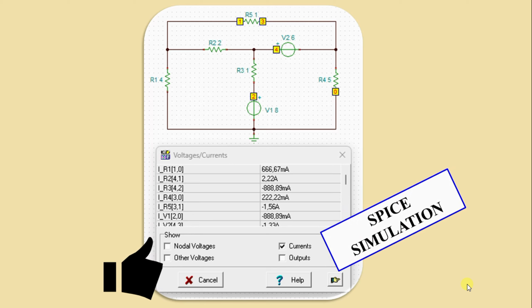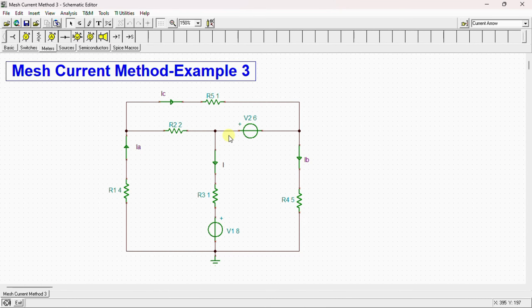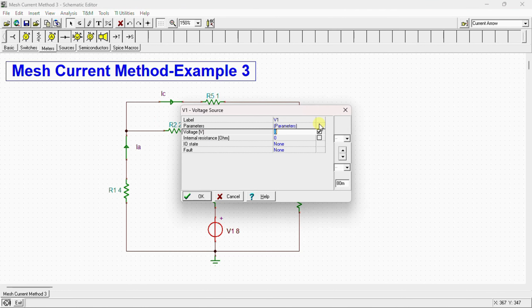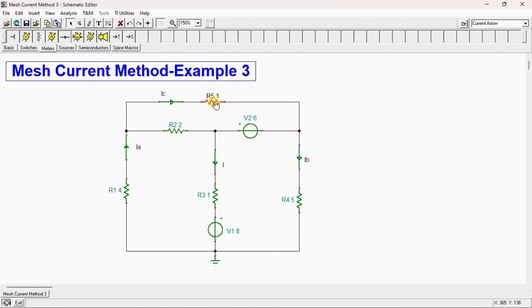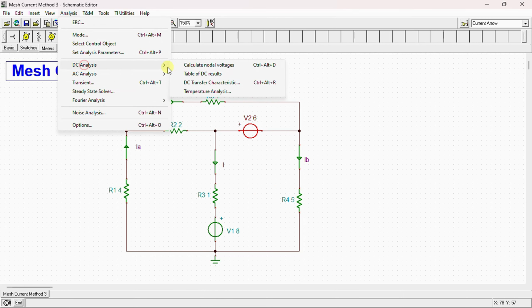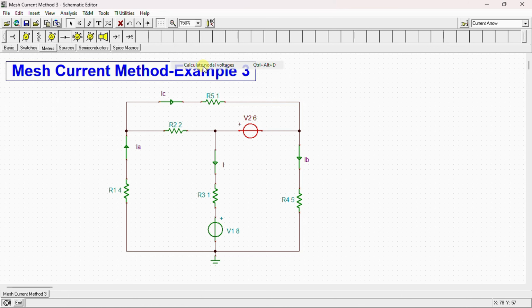Let's go take a look in SPICE environment. Here is the circuit done by SPICE simulator. We can see here, this is R1 is 4 ohms, R2 is 2 ohms, R3 1 ohm, and we have voltage source V1 is 8 volt, R5 is 1 ohm, V2 is 6 volt, and we have R4 is 5 ohms. We go to analysis, DC analysis, calculate nodal voltages.